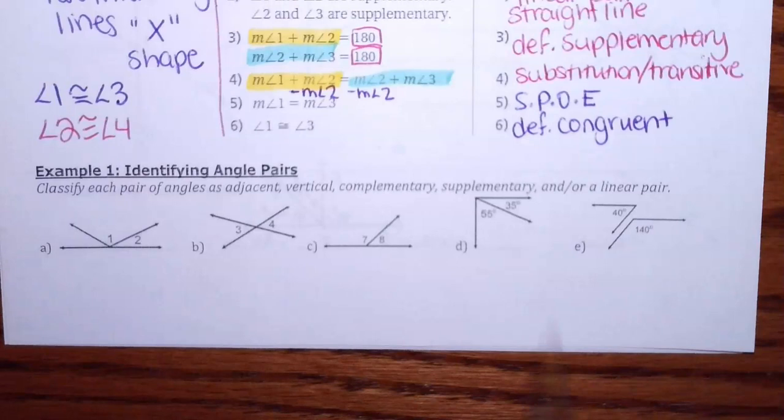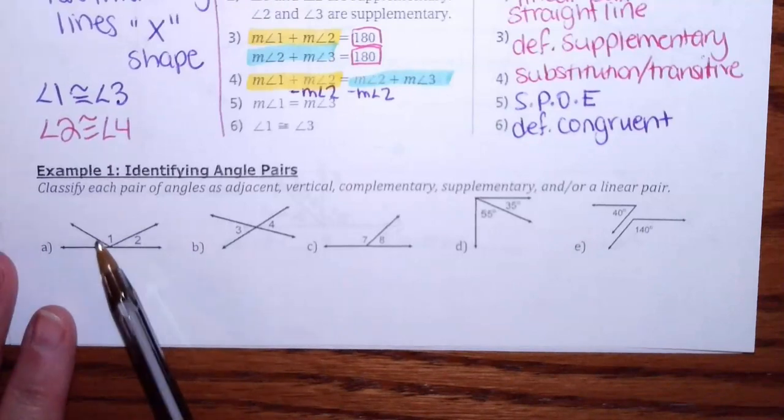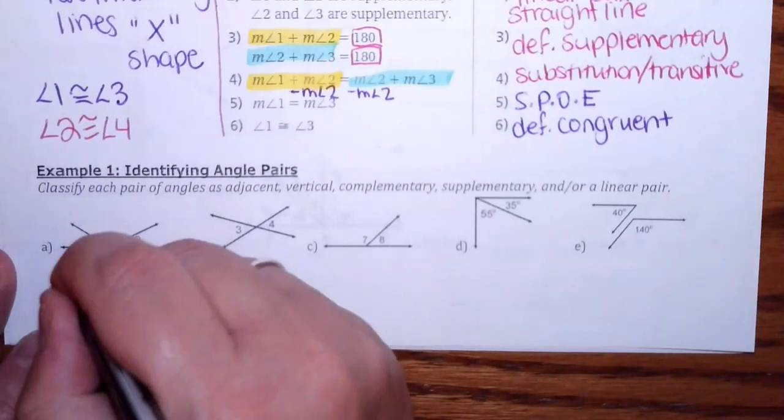All right, now all I'm doing at the bottom of the page here is just going to talk you through those different angle pairs we just mentioned at the top, and just list as many possible categories as these could fall into. So here, angle 1 and angle 2, definitely adjacent, so they share a ray.